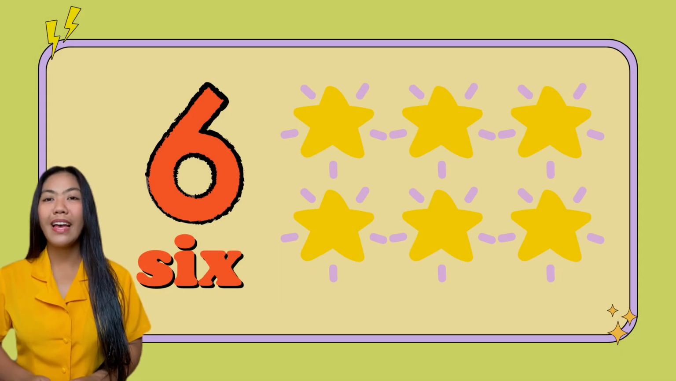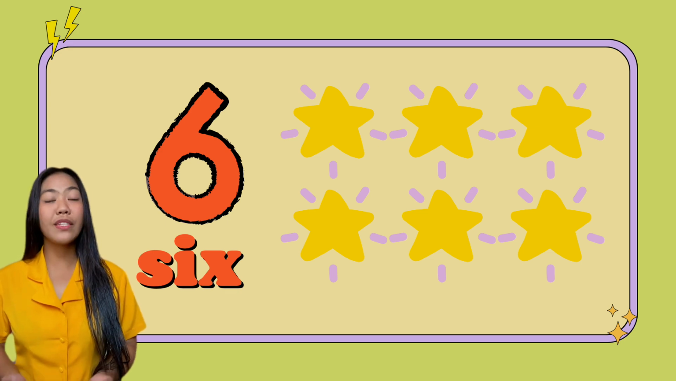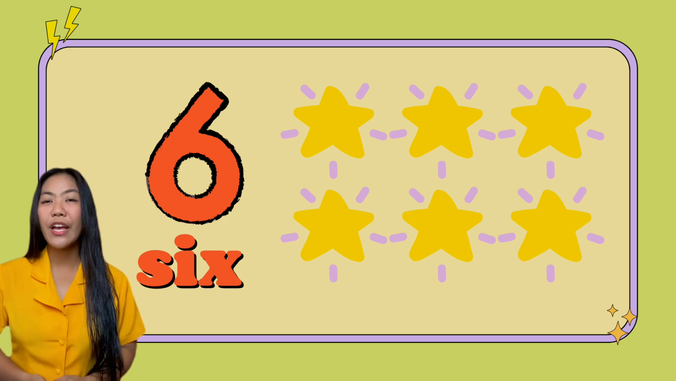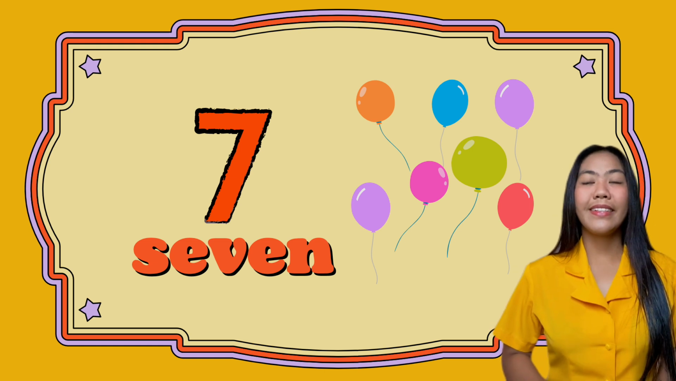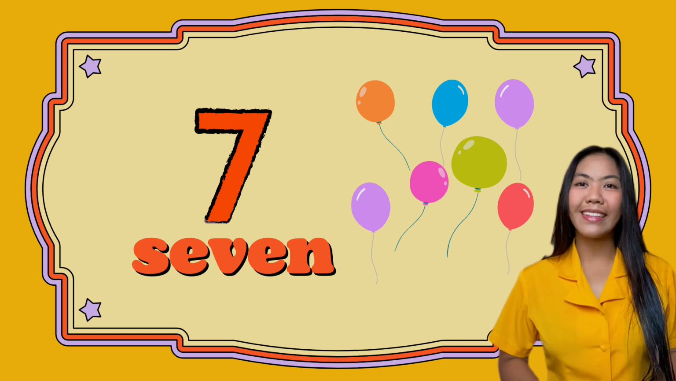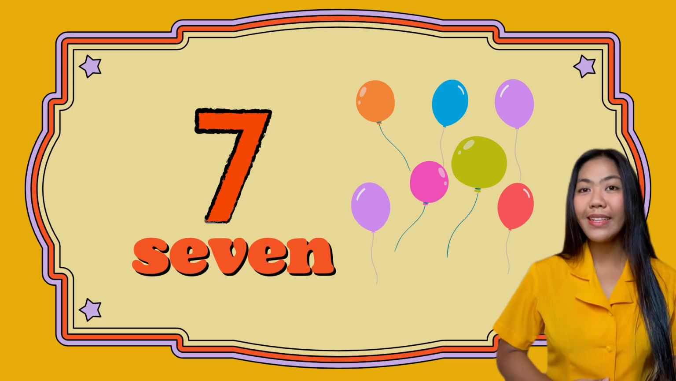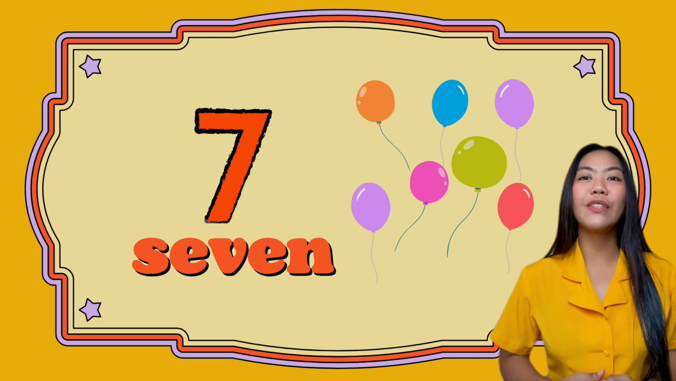Let's continue our discussion. Let's move on now to number 6. So 6 is spelled S-I-X. There are 6 stars. How many stars do you see, children? Very good. We have 6 stars. And for 7, this is what it looks like. It is spelled S-E-V-E-N. There are 7 balloons. How many balloons again, children? Very good. We have 7 balloons.